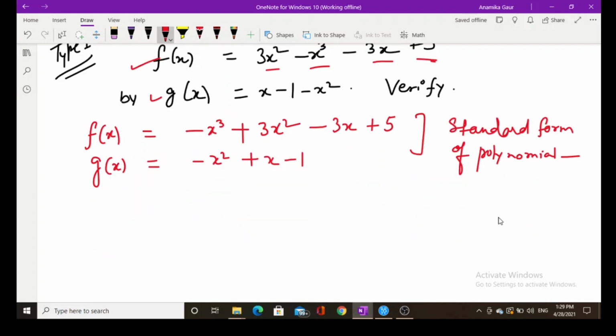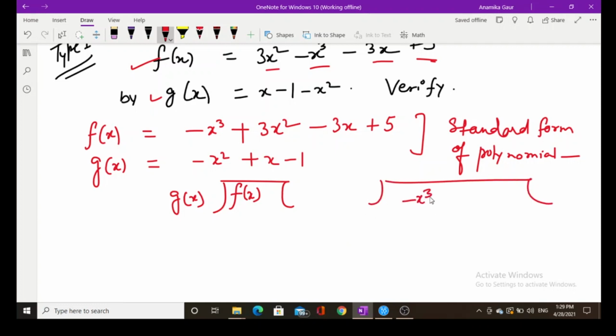Now the next step is that we need to divide them. We need to divide f(x) by g(x). So we need to solve it now. Minus x cube plus 3x square minus 3x plus 5, and over here minus x square plus x minus 1. On solving, we need to multiply minus x square by x so as to get minus x cube, and similarly we will proceed.